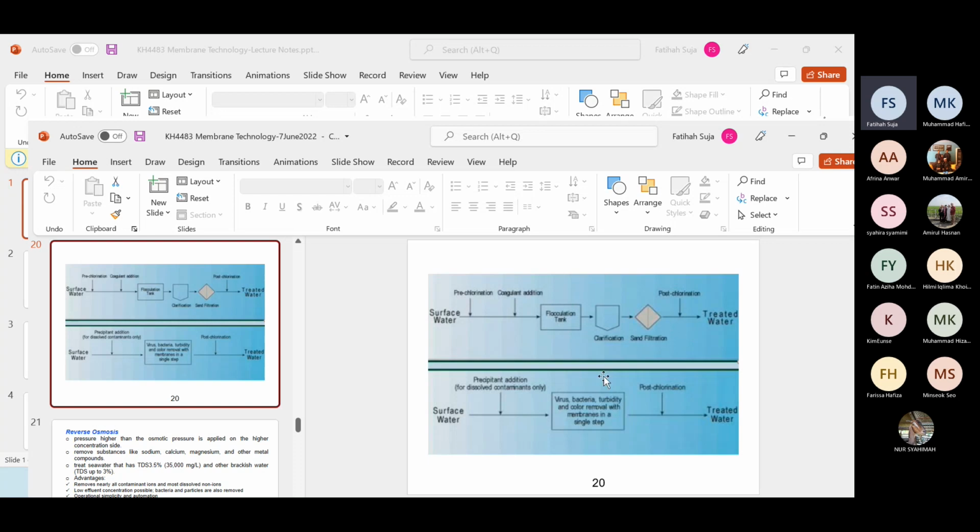But if you use a membrane system, you only need precipitant addition for dissolved contaminants, and then you will be able to remove viruses, bacteria, turbidity, and color with the membrane in a single step. Okay, and then you have this post-chlorination. You can see that there are a few unit operations that can be discarded from your water treatment plant by replacing them with membrane. Okay.